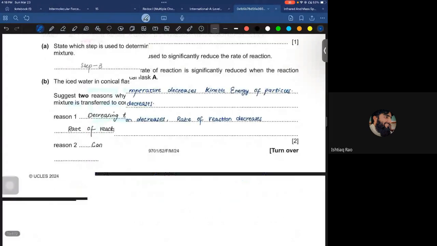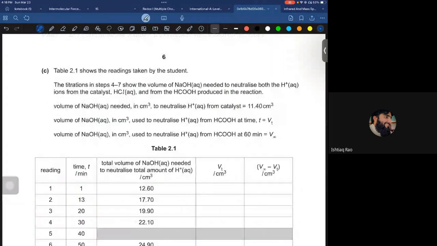Challenge. Table 2.1 shows the readings taken by the student. The titrations in its steps 4 to 7 show the volume of NaOH needed to neutralize both the H+ ions from the catalyst and from the methanoic acid produced in the reaction. Of course, the more H+ ions, the more volume of NaOH would be utilized, because it's going to neutralize the two H+ ions.